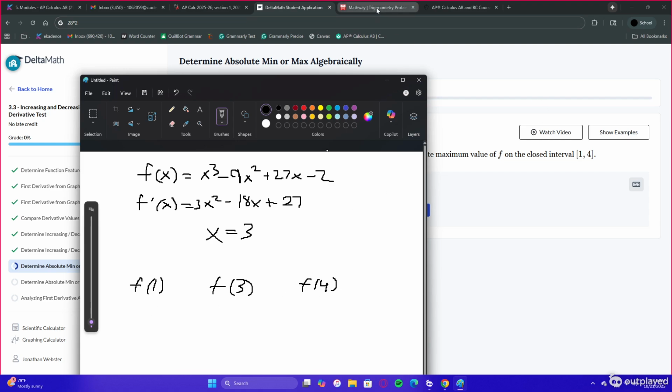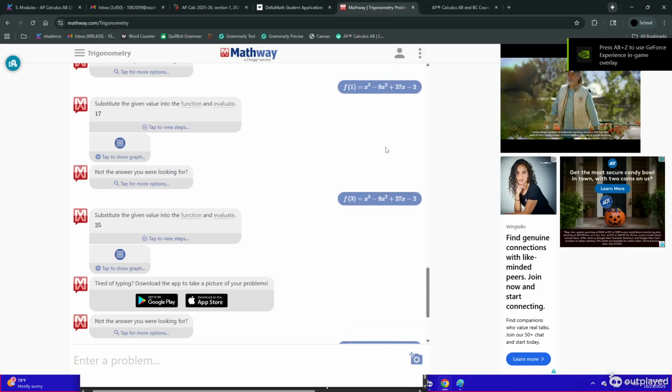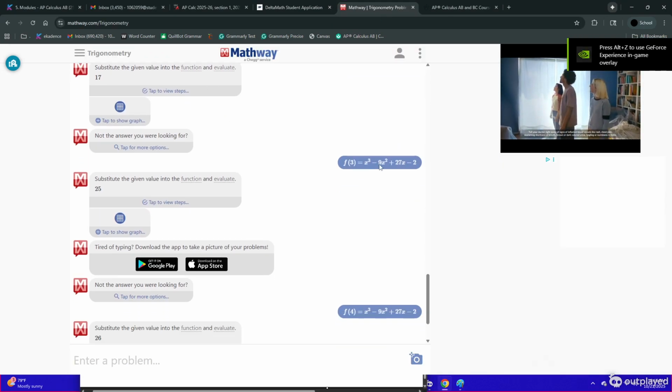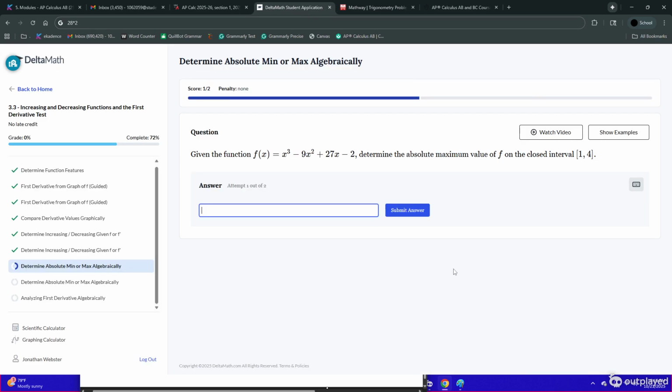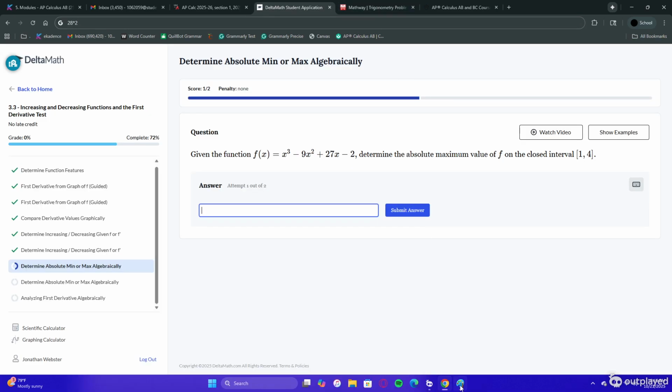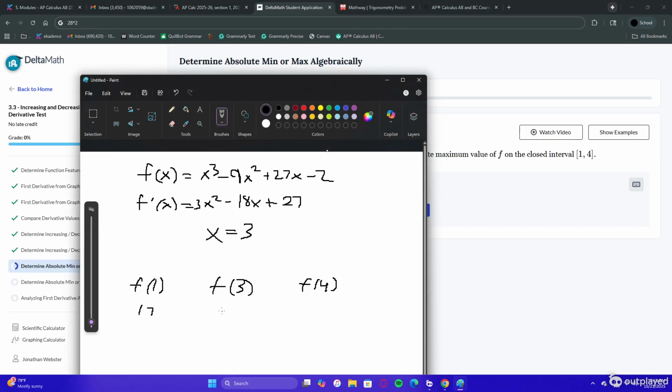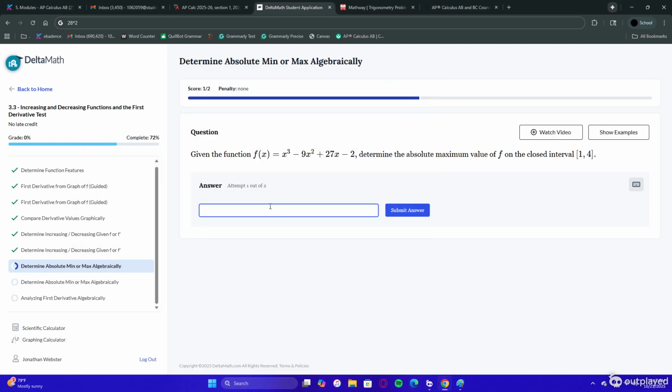If you plug in f of 1, you'd get 17. Plugging in f of 3, you'd get 25, and f of 4, 26. So 17, 25, 26. And looking for absolute max is 26, and that's our value.